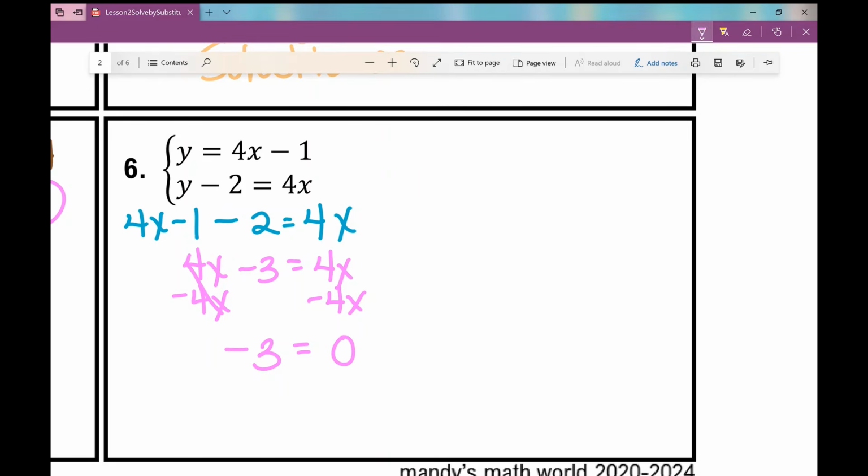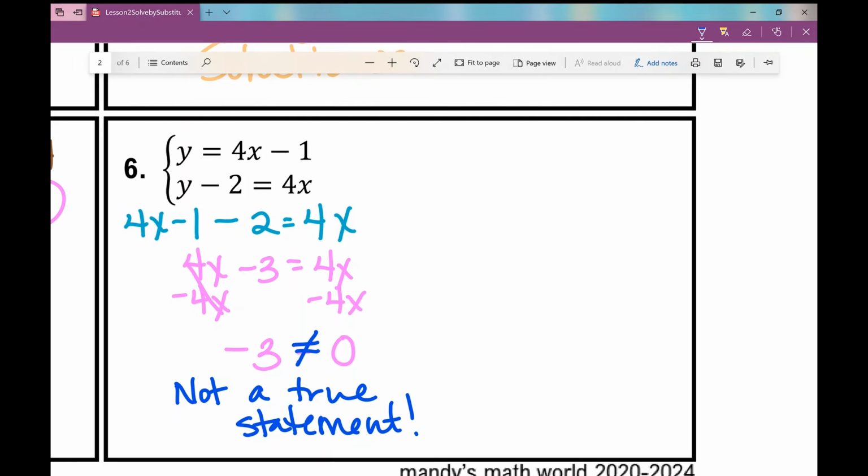Okay, well, we've gotten rid of our variables, and we're ending up with a statement that is not true. Negative 3 does not equal 0. This is not a true statement. When we get rid of our variables and we end up with a statement that is not true, what's our answer? No solution. That is our answer.